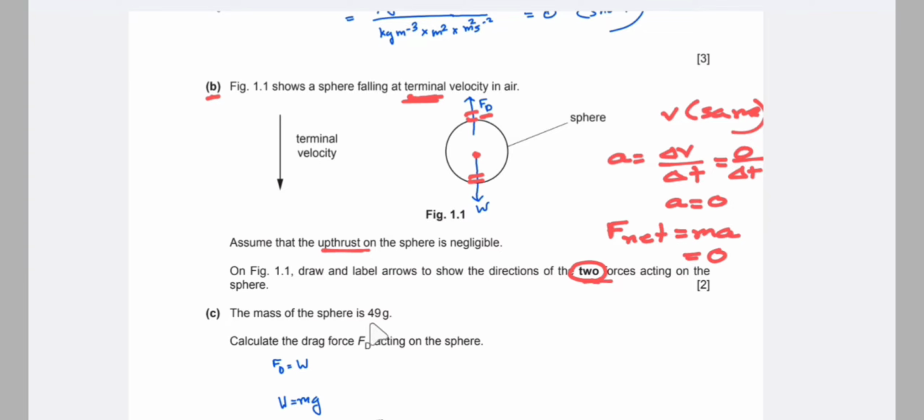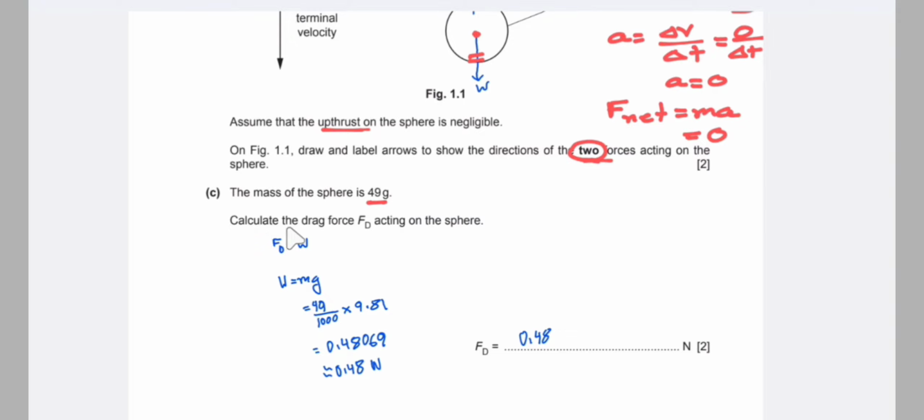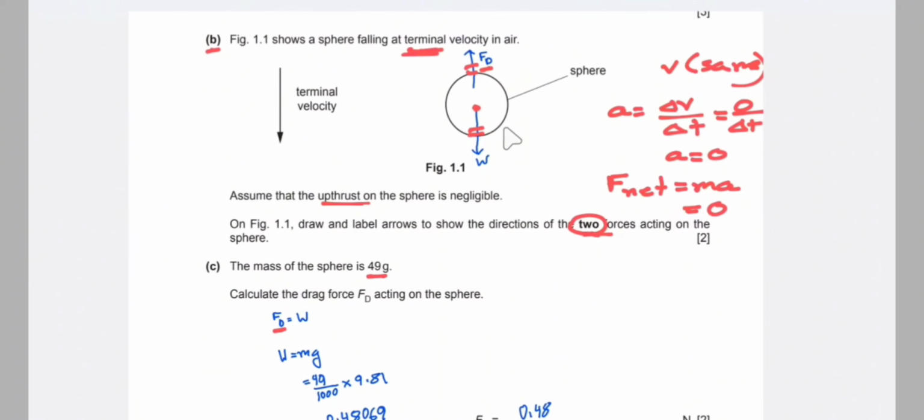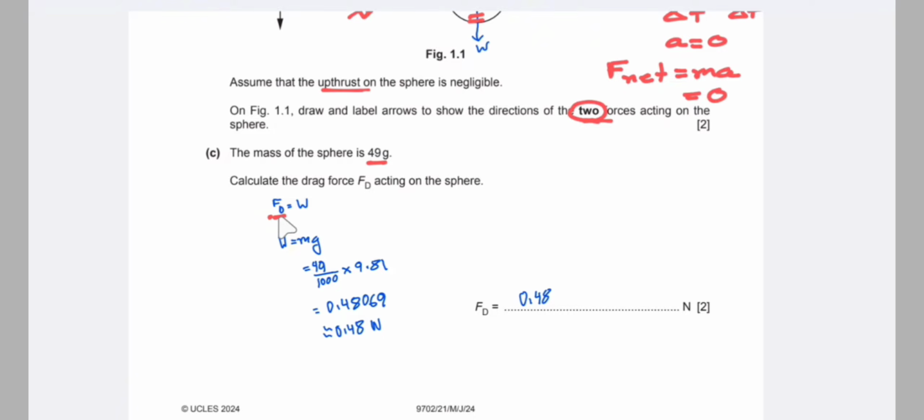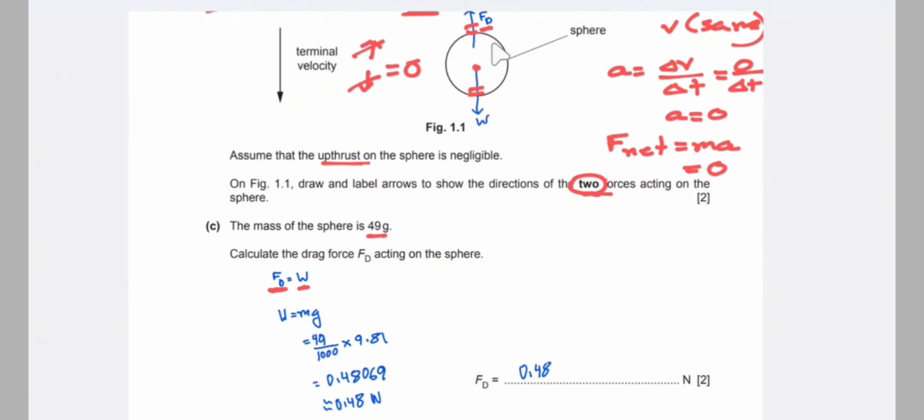Then the mass of the sphere is 49 gram. Calculate the drag force acting on the sphere. We have found that at terminal velocity, the velocity is the same, so acceleration is 0, and so the resultant force is 0. The downward force is equal to the upward force, so it cancels and the resultant force becomes 0. So the downward force, that is the weight, is equal to the upward force F_D.